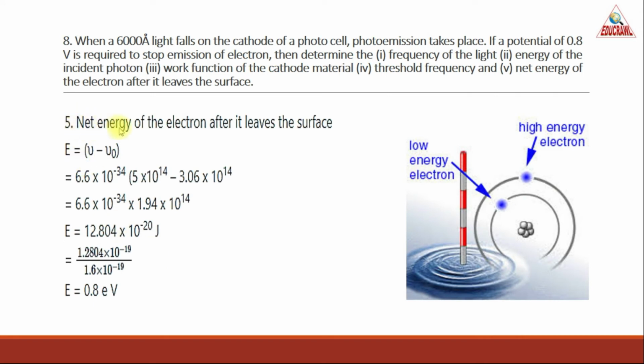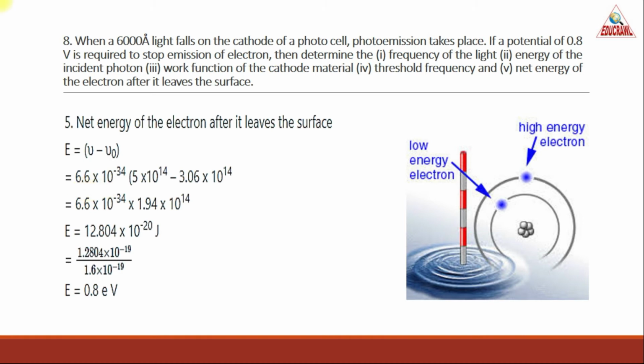The last one, we have to find the net energy of the electron after it leaves the surface. So the energy E is equal to h into mu minus mu naught, where mu is the frequency and mu naught is the threshold frequency, which we had found previously. So substituting those values, we get 6.6 into 10 power minus 34 into 5 into 10 power 14 minus 3.06 into 10 power 14. Where 6.6 into 10 power minus 34 is the Planck's constant.